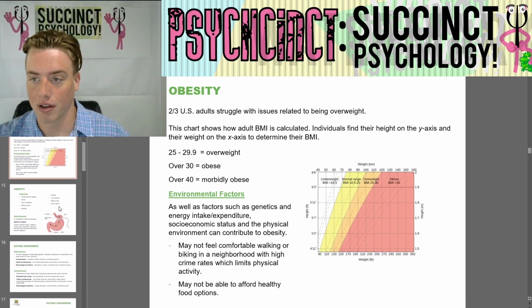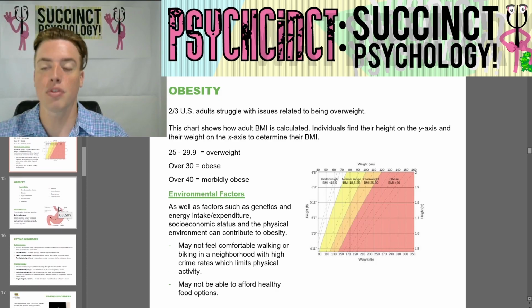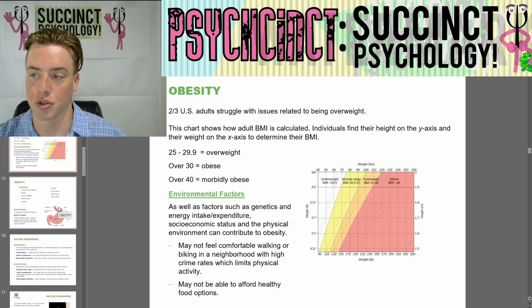So, going on, obesity. Two-thirds of US adults struggle with issues related to being overweight. This chart shows how adult BMI is calculated.